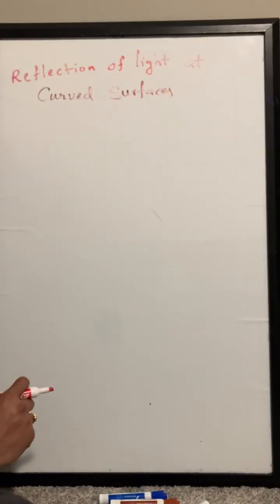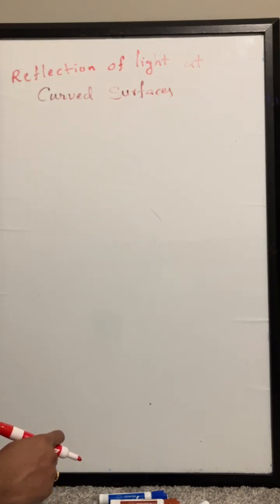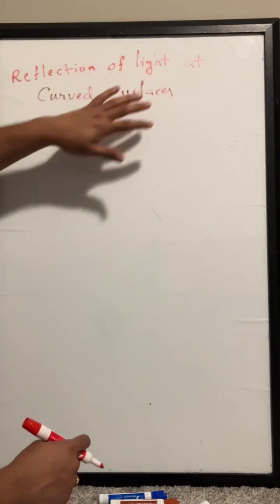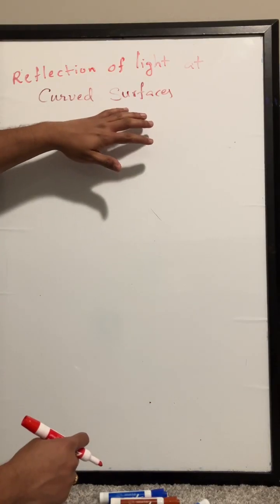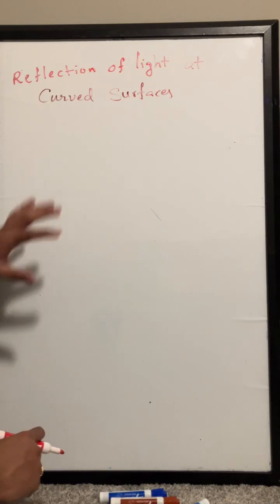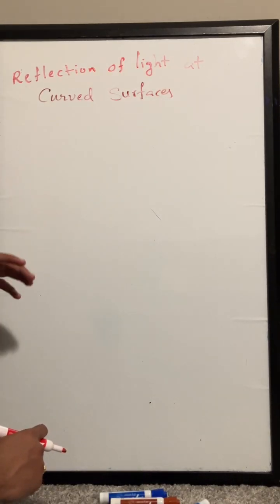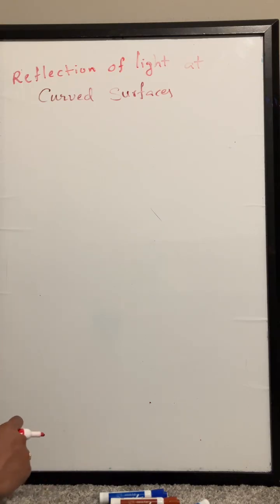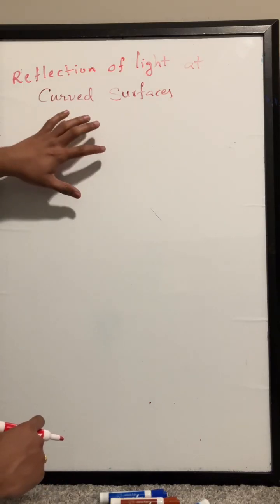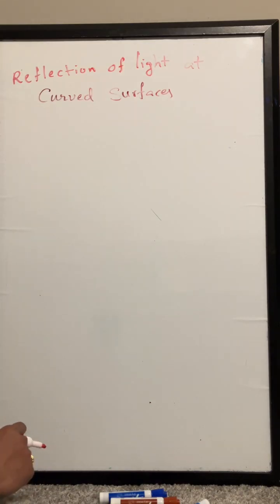Hi, today we learn about our physics first lesson, reflection of light at curved surfaces. So I'm not going to describe how the concave and convex lenses work, how the reflection happens, where the image forms, everything. Today we'll focus only on problems, how to solve the problems.